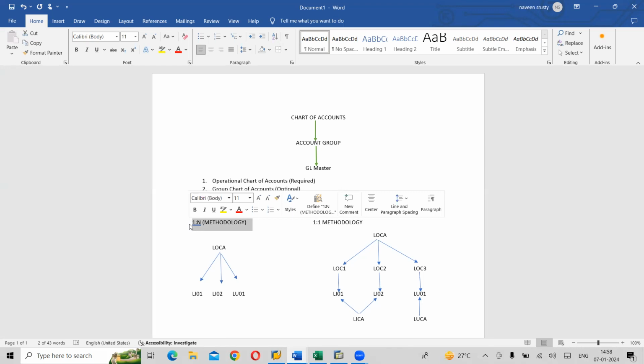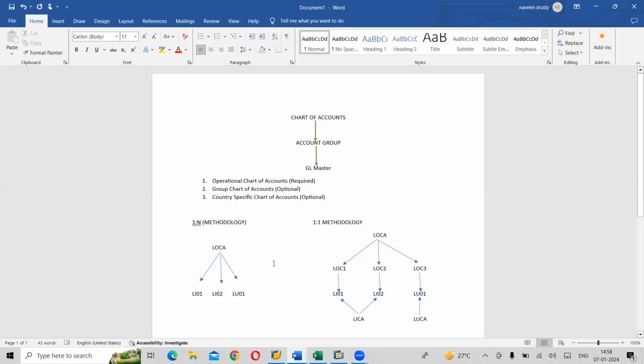Naveen, for the 1:n methodology, all the company codes should be in the same line of business activity, right? Then we can have the same operational chart of accounts. What do you mean by the same line of business activity? For example, if it's car manufacturing, all the company codes should be in car manufacturing only.